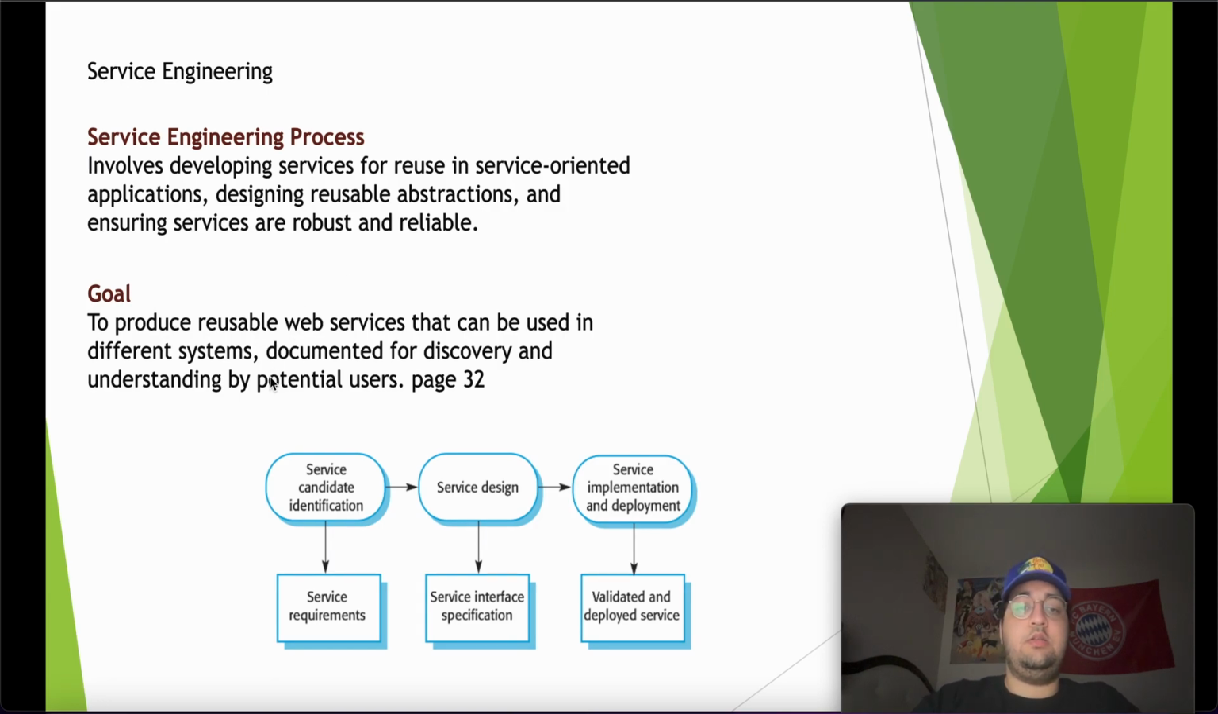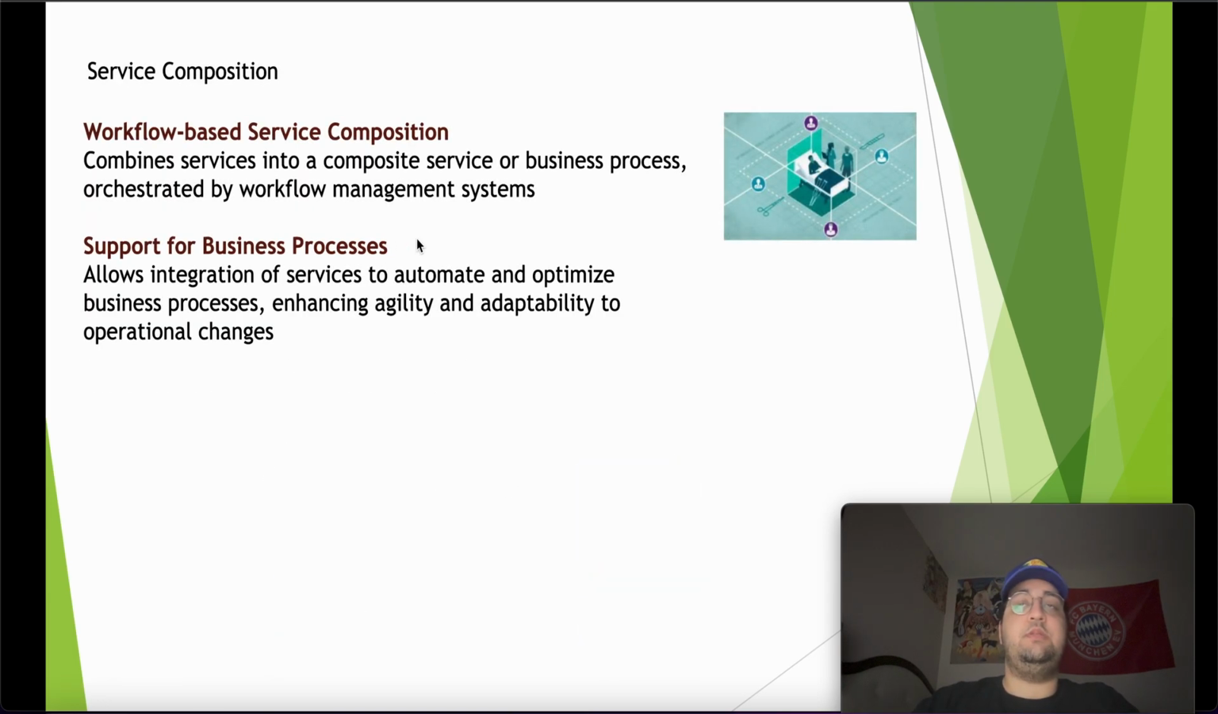And then we have service composition. Composition is a technique used in SOA, service-oriented architecture, to build complex services or workflows by combining simpler services, which can be RESTful, SOAP-based, or other types of services.